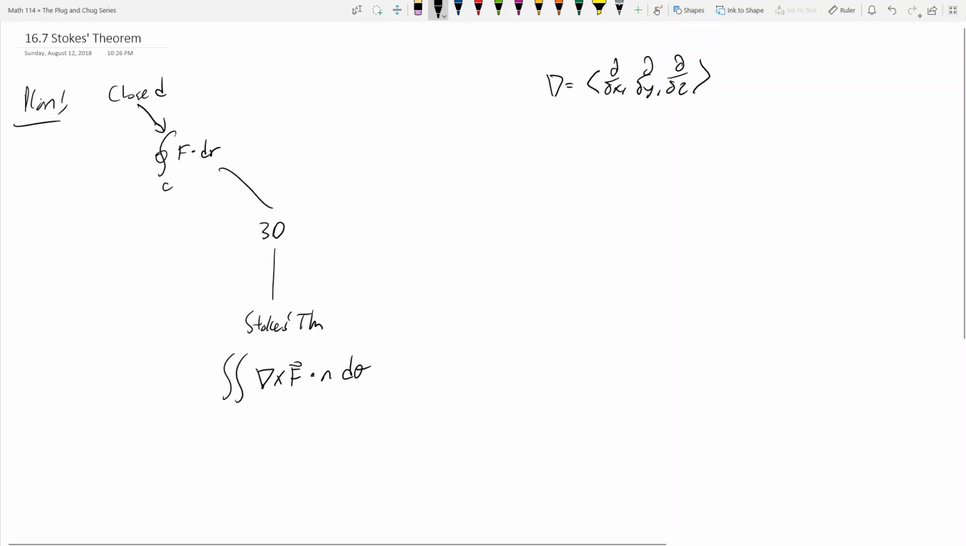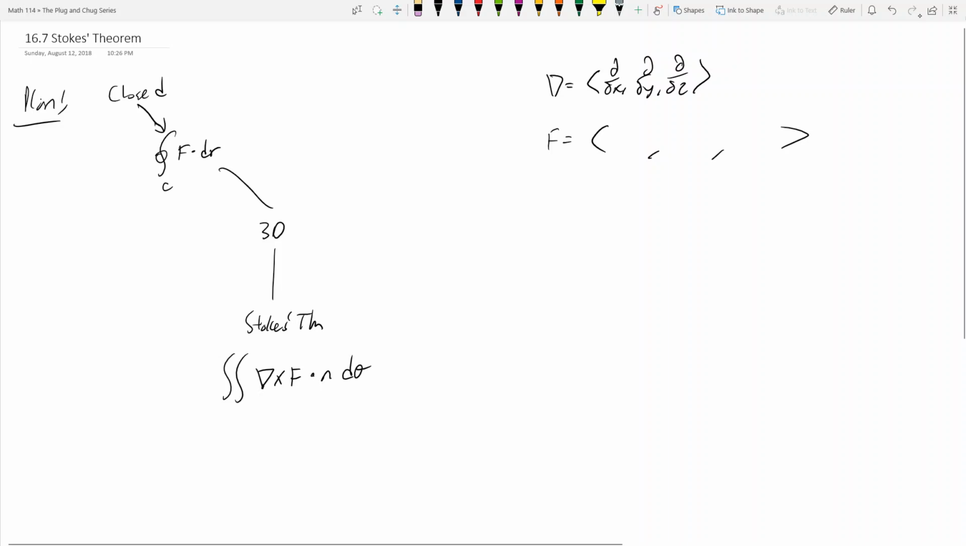F is a vector field. F has always been a vector field, in 3 dimensions, since we're in 3D. N is your normal vector, and d sigma. D sigma comes from 16.5, where we had those 4 formulas for d sigma.